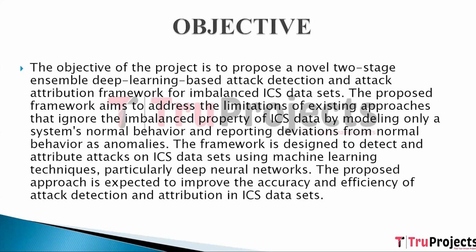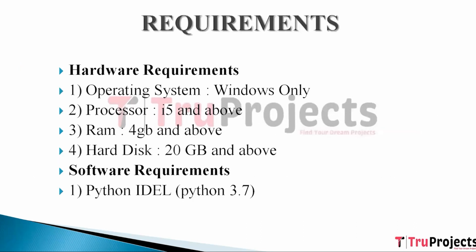Objective. The project's objective is to present a novel two-stage ensemble deep learning-based assault detection and attribution methodology for imbalanced ICS datasets. The proposed framework intends to solve the constraints of existing techniques that describe just a system's normal behavior and report deviations from normal behavior as anomalies, ignoring the imbalanced feature of ICS data. Using machine learning techniques, notably deep neural networks, the system is intended to detect and attribute attacks on ICS datasets. The suggested method should increase the accuracy and efficiency of attack detection and attribution in ICS datasets.